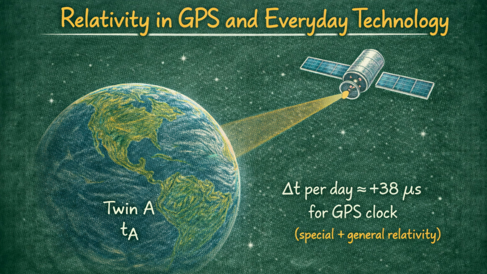Practical systems must account for relativistic time effects. GPS satellites orbit Earth at high speed and altitude. Special relativity makes their clocks run slow relative to Earth, but weaker gravity at altitude makes them run fast. The net effect is that satellite clocks tick faster by about 38 microseconds per day. Engineers must correct this, or GPS would be useless. This is a direct application of time dilation in technology.